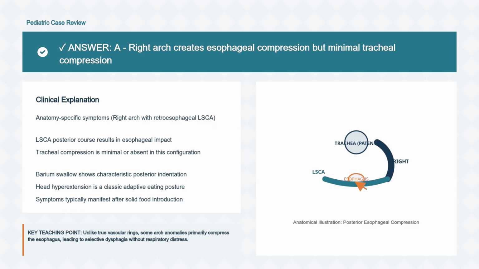Right arch creates esophageal compression but minimal tracheal compression. The aberrant left subclavian artery has a posterior course resulting in significant esophageal impact without squeezing the trachea. Head hyperextension is a classic adaptive eating posture, and these symptoms typically manifest after the introduction of solid foods.